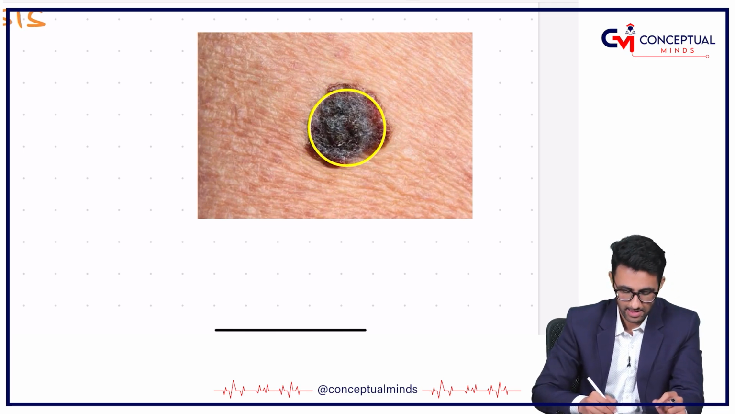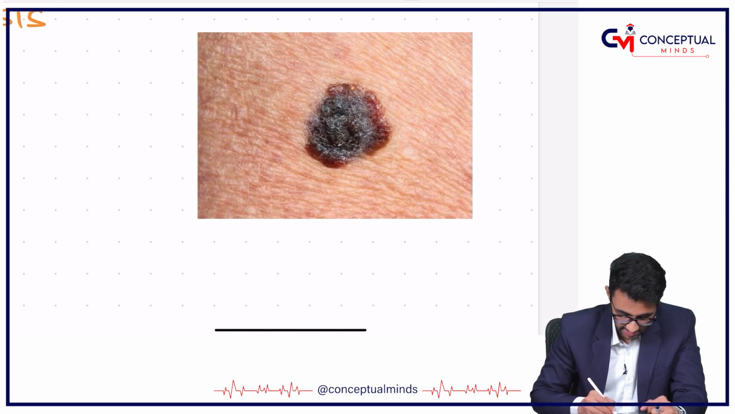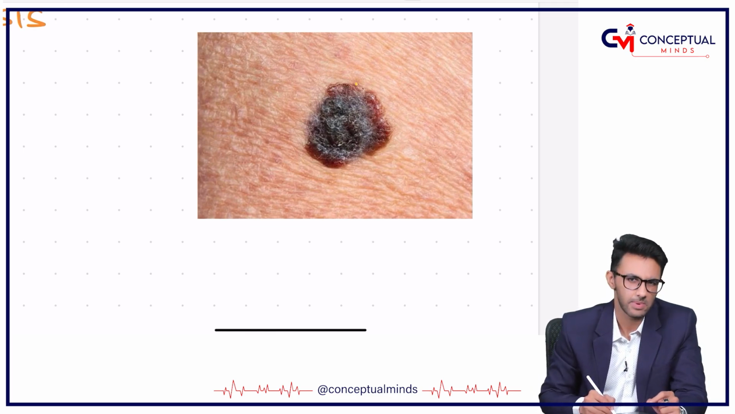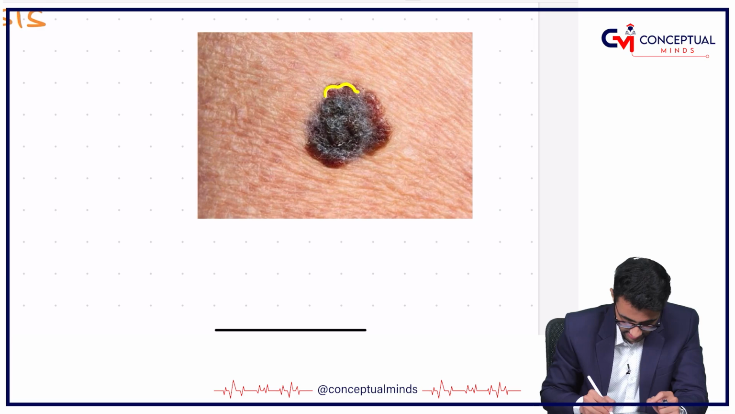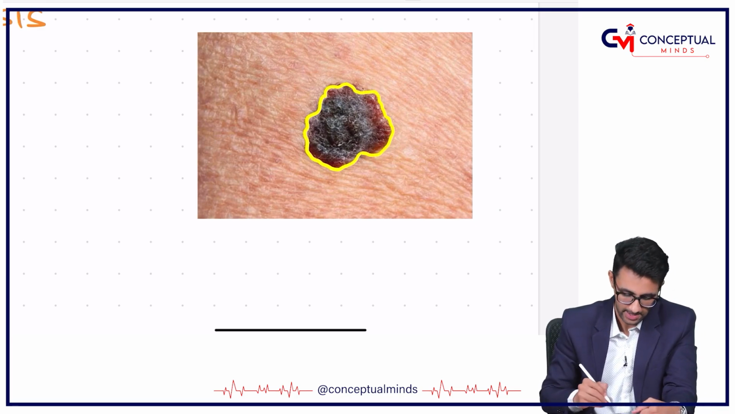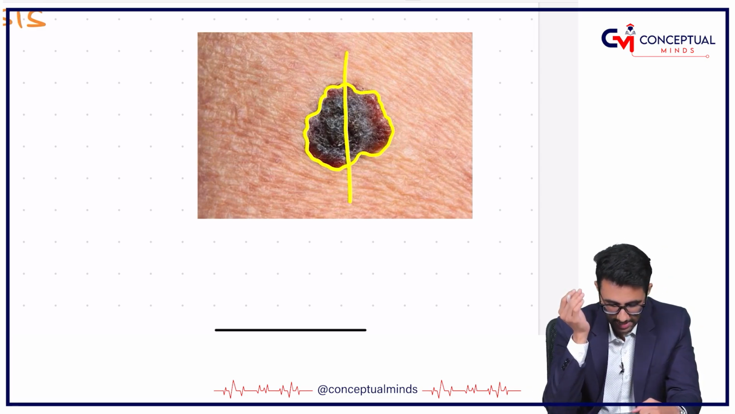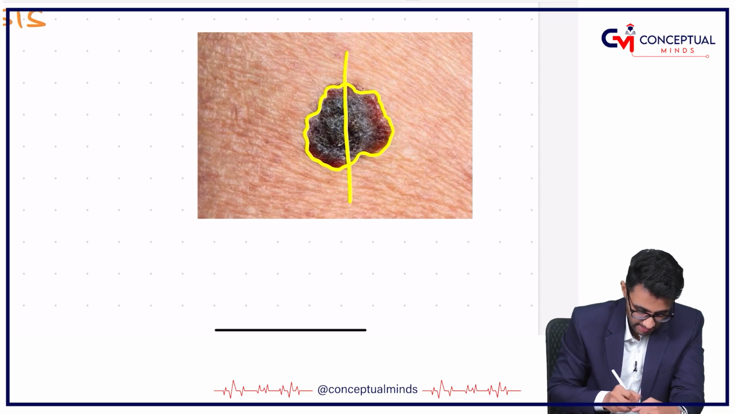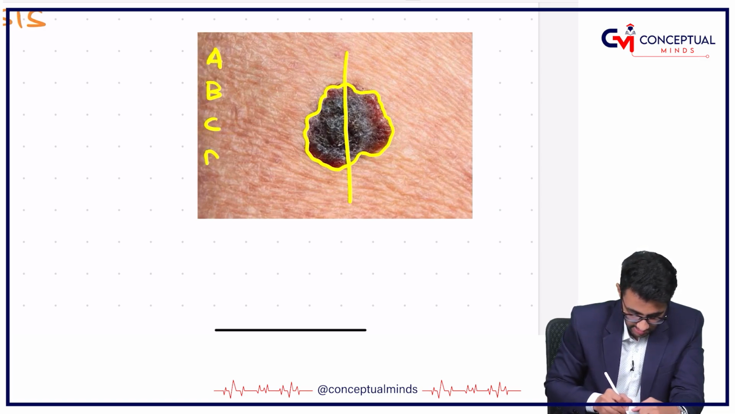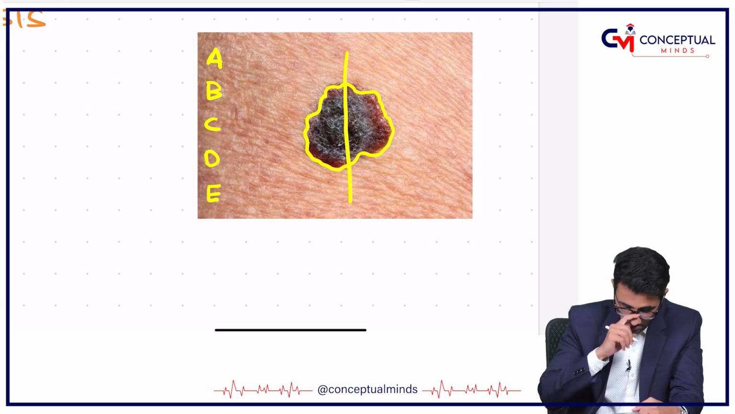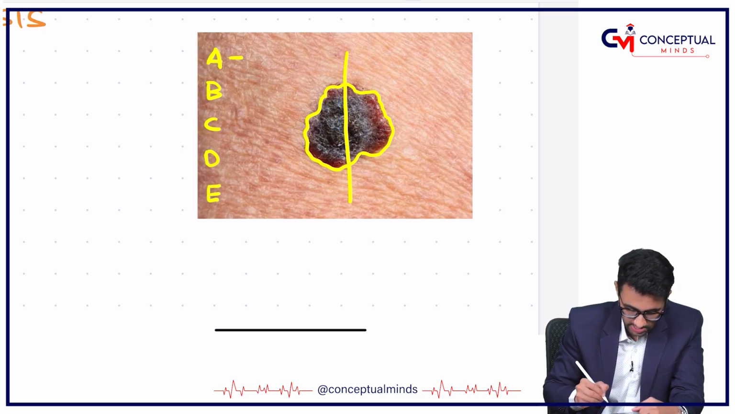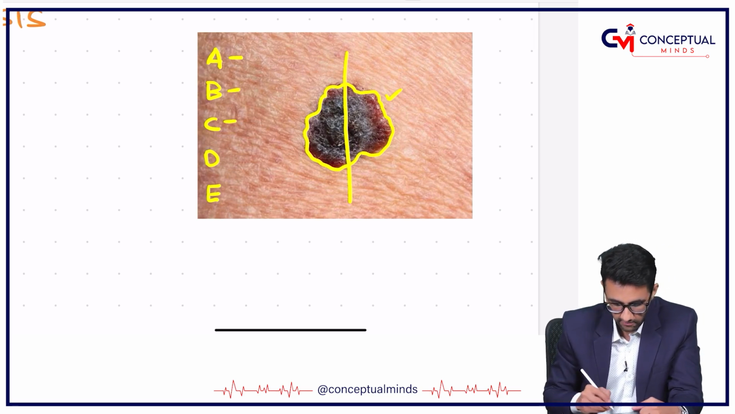So A is for asymmetry, right? Do you think this is very symmetrical? Definitely not, right? Yes, this is not symmetrical. And the second point is B. A, B, C, D and E. Okay, A is for asymmetry, B we just checked out the borders, and C is for color.